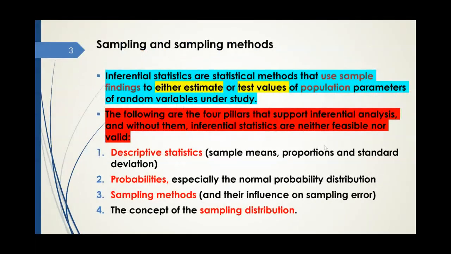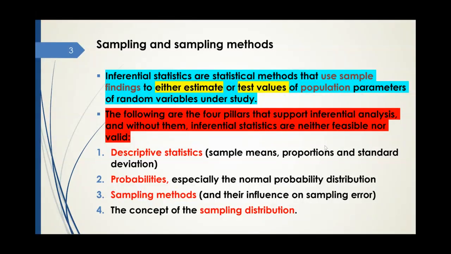So here, now, sampling and sampling methods. I spoke to inference. We want to infer our results from the sample to that of the population. The following are the four pillars that support the inferential analysis, and without them, inferential statistics are neither feasible nor valid. Descriptive statistics, we did this in learning unit 3: the mean, in other words the average, proportions, and standard deviation. Standard deviation tells us how far away our results are from the average.